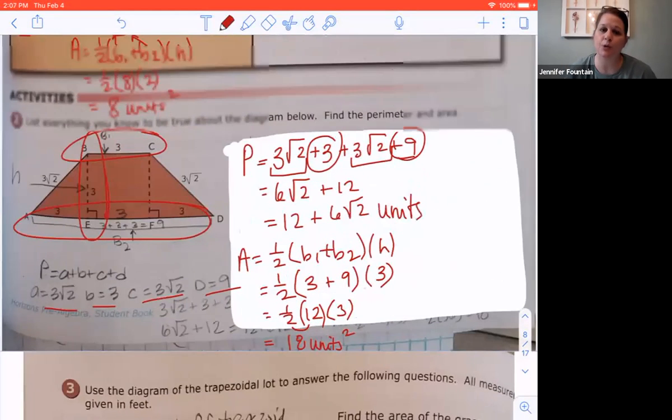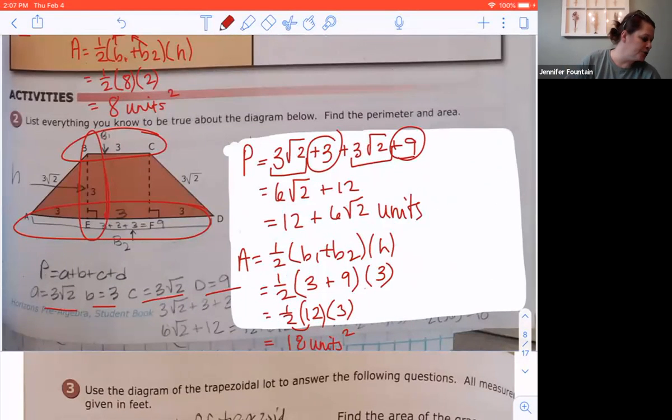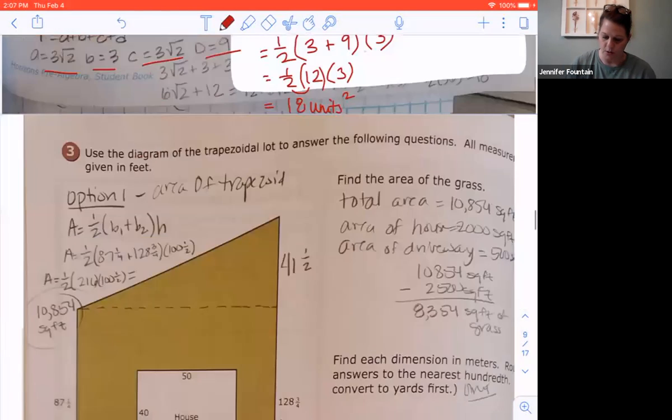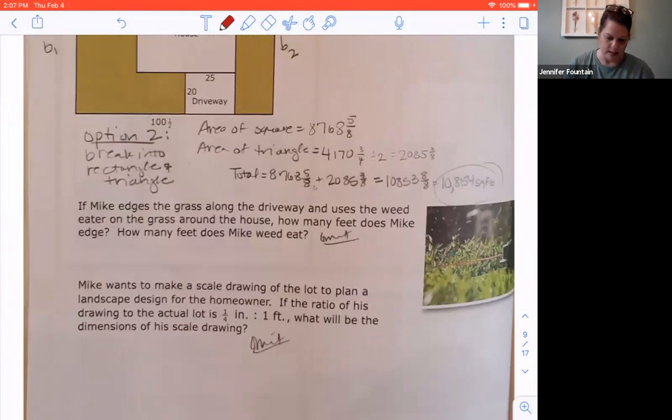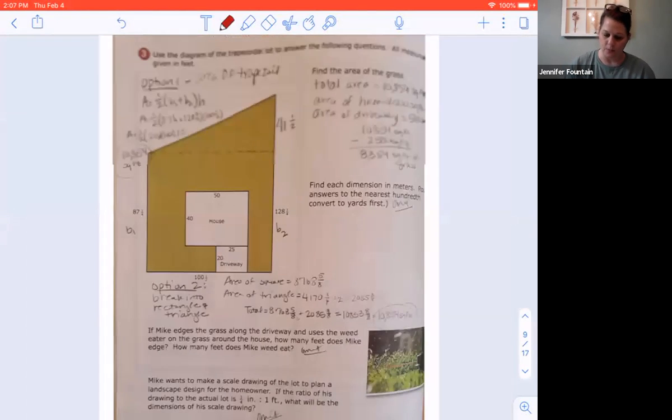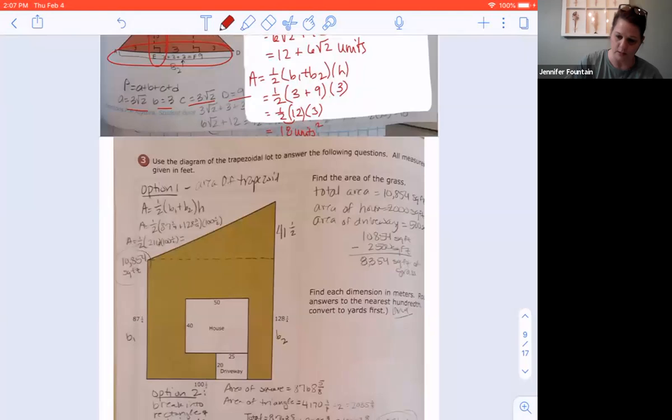So that's with a trapezoid. Let's go ahead and turn the page to page 188. Let me erase this and we'll walk through it.